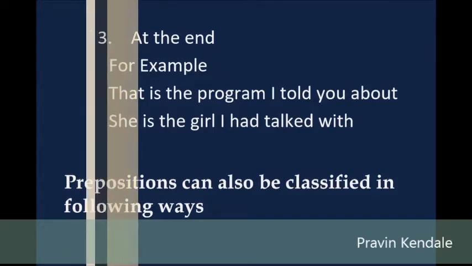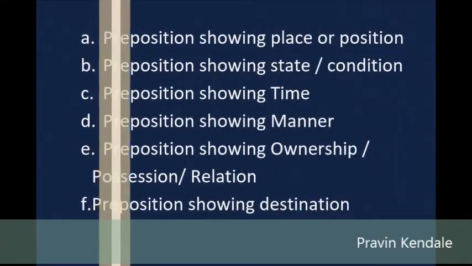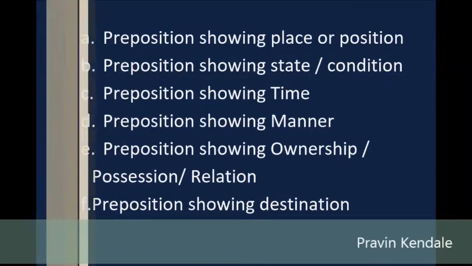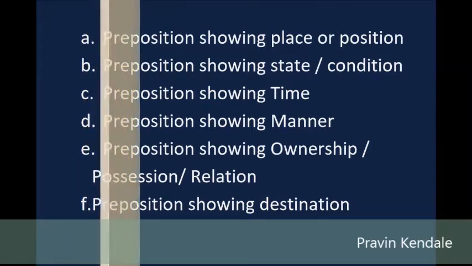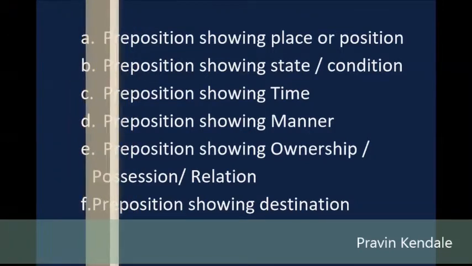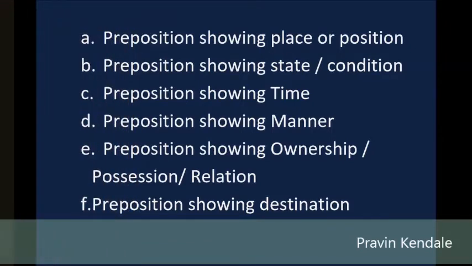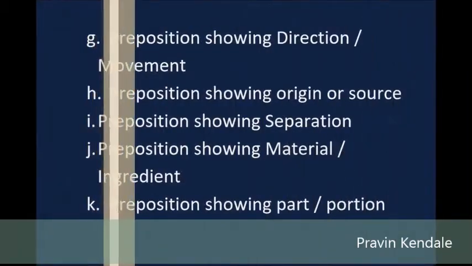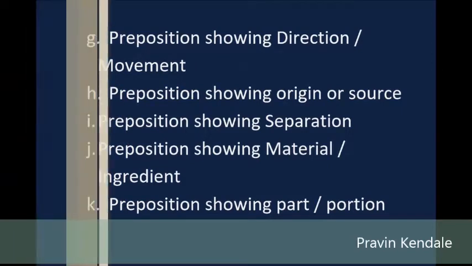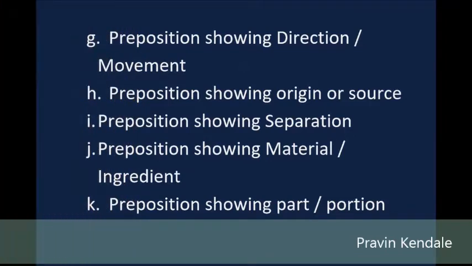Prepositions can also be classified in following ways. A, preposition showing place or position. B, preposition showing state or condition. C, preposition showing time. D, preposition showing manner. E, preposition showing ownership, possession or relation. F, preposition showing destination. G, preposition showing direction or movement. H, preposition showing origin or source. I, preposition showing separation. J, preposition showing material or ingredient.